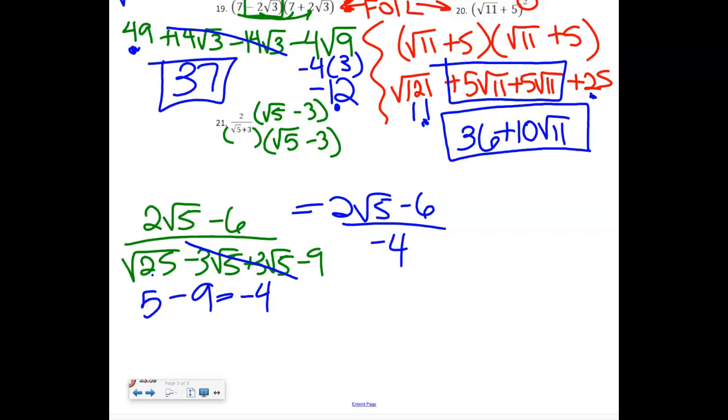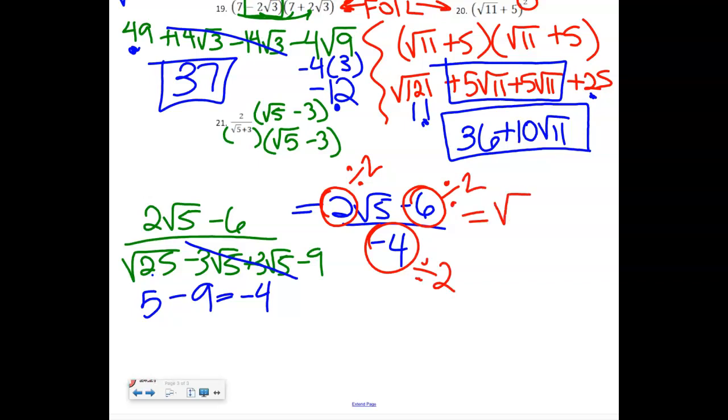Now, I need you guys to notice this one has something important we have to see. All 3 of our numbers not in a root are divisible by the same thing. So if you're able to simplify, I need you to do this. We did this first semester. So all 3 of these are divisible by 2. So I need you to take them always to the next step. So to rewrite this, we're going to have 1 square root of 5, or just square root of 5, minus 3 all over negative 2. So that is where we're going to leave it.